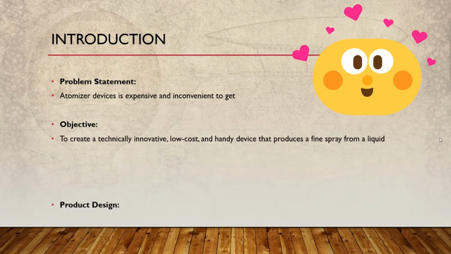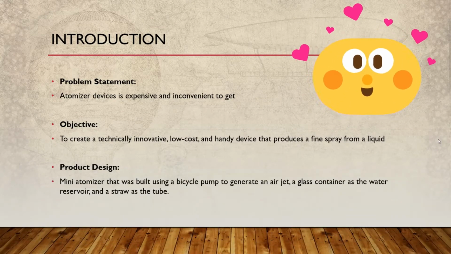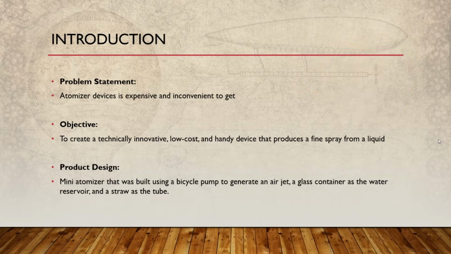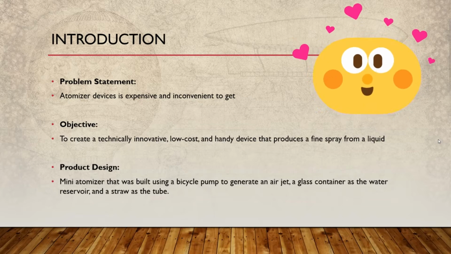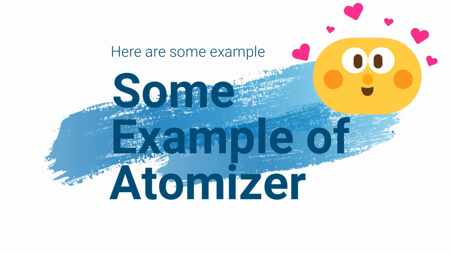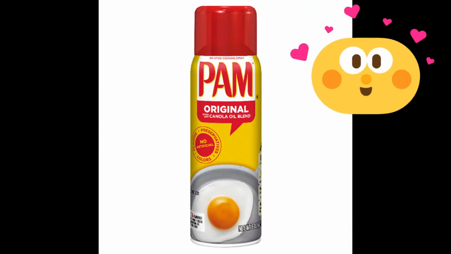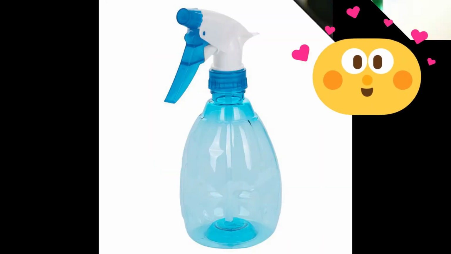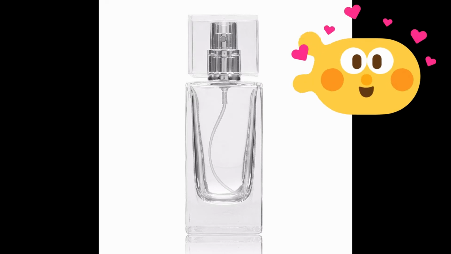liquid. This device is a mini atomizer that was built using a bicycle pump to generate an air jet, a glass container as a water reservoir, and a straw as the tube. This type of atomizer is created to be used for cleaning products, paints, and drug applications. Some examples of atomizer include cooking sprays, medical inhalers, spray bottles, and perfume spray bottles.